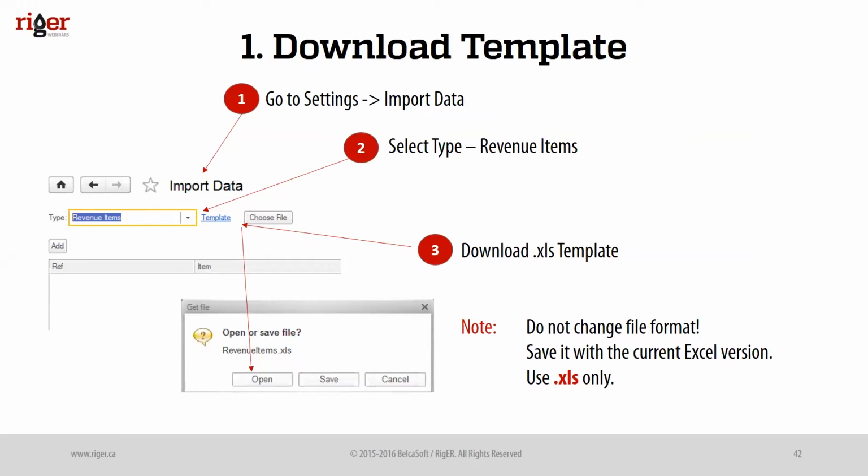Save it on your computer and prepare the spreadsheet. The important note here is don't change the file format. Keep it in XLS format, because if you switch to a newer version of Excel, RigER will not understand what type of information is going to be uploaded.